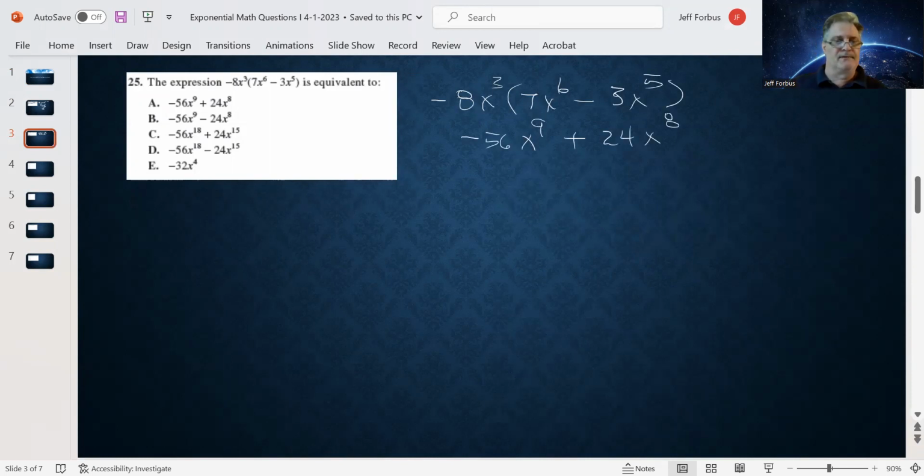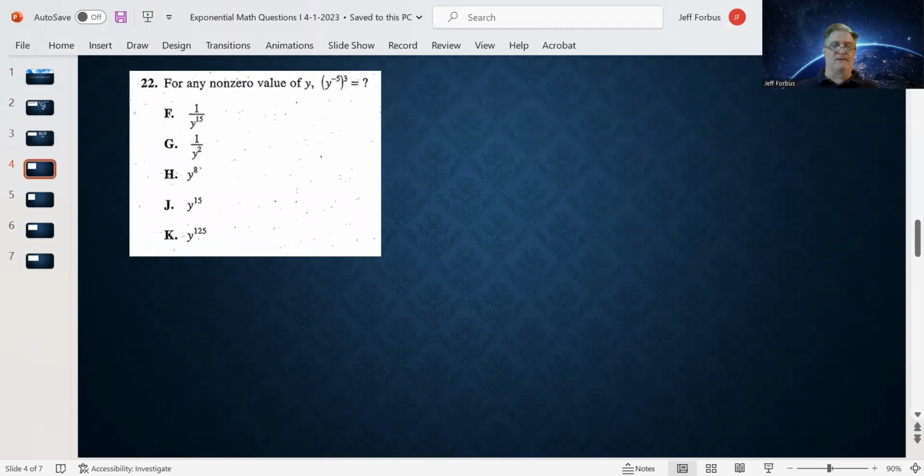Now, look that up over here in our answer choices and look for the plus sign. Negative 56x to the 9th plus 24x to the 8th. That's answer choice A. Be careful because right below it, answer choice B has a negative sign in front of the 24. A lot of people are going to choose B as in boy, and they're going to be wrong. Be careful with your signs.